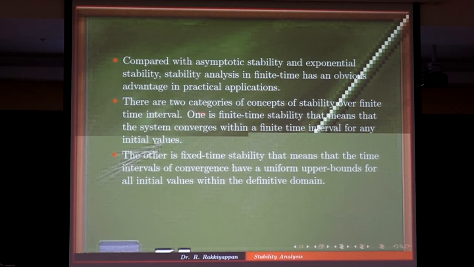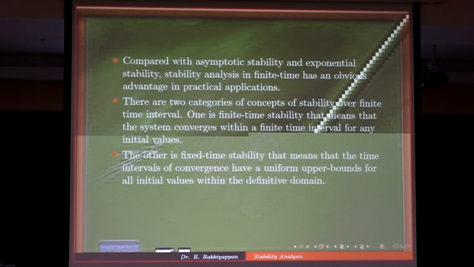There are two categories of concepts: stability over a finite time interval. One is the finite time stability, and the other one is the fixed time stability. Finite time stability means that the system converges within a finite time interval for any initial value. If you give any initial value, your system remains stable when you fix a finite time. Within a finite time, the trajectory of your system moves towards the outer neighborhood, so it maintains the stability. Therefore this stability is called finite time stability.